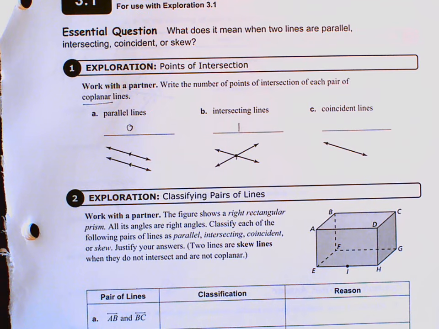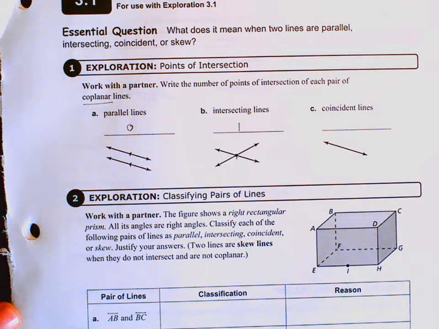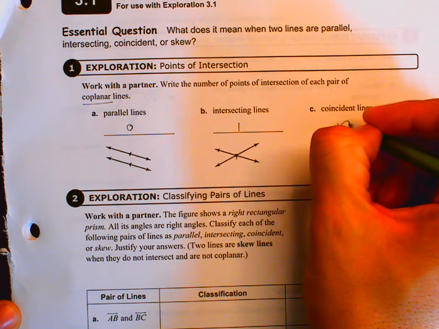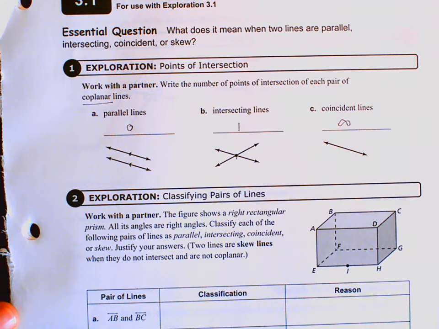Coincident lines are two distinct lines that lie one on top of the other. So any point on that line is considered an intersection. So the number of intersections in a set of two coincident lines is infinite. The symbol for infinite is like a sideways 8.